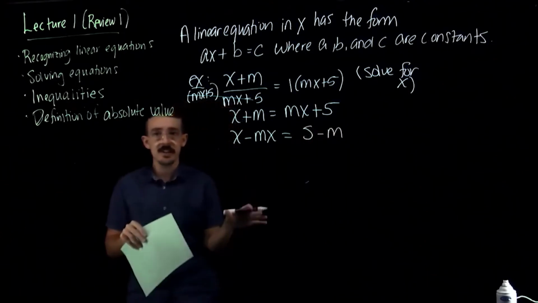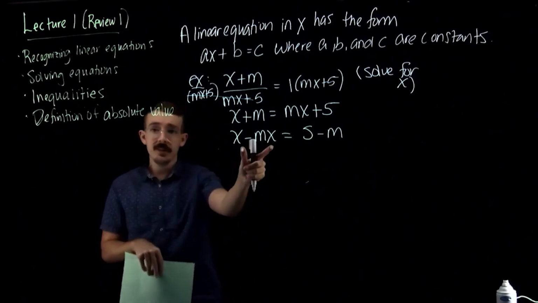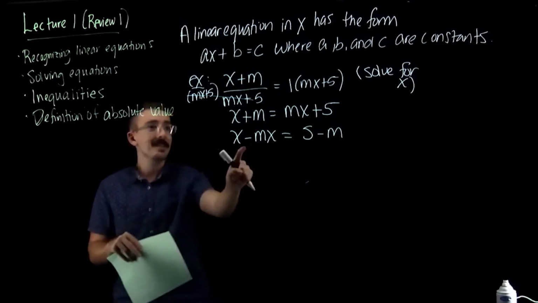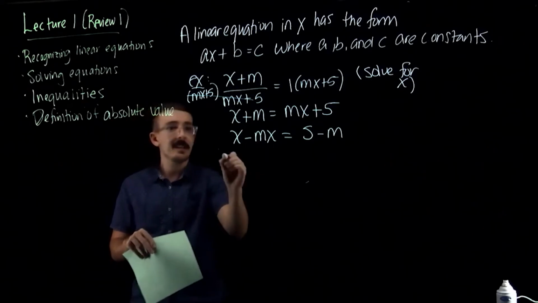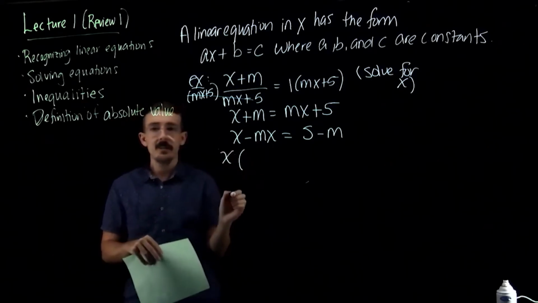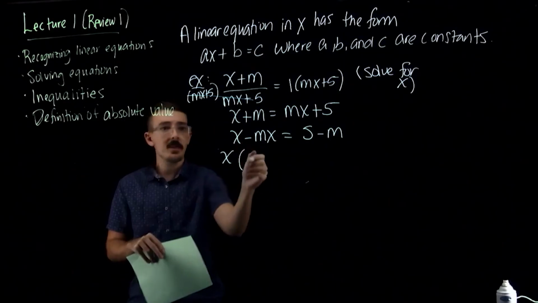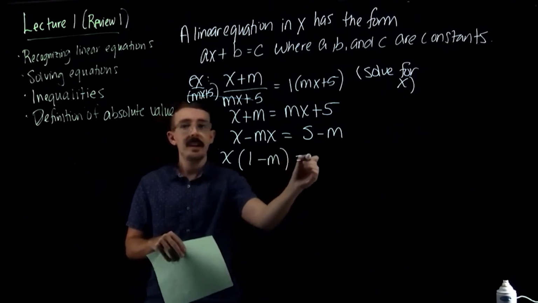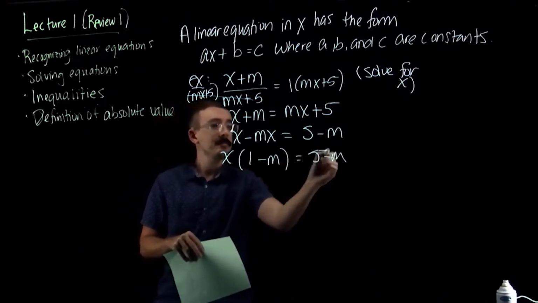So we've just rearranged everything. Both of these terms have an x in them, so you should be thinking to factor. I'm going to bring the x out front and remove it from each of these terms. You get a 1 for this one, and for the other term the m is still here. So you get x times 1 minus m, and that equals 5 minus m.